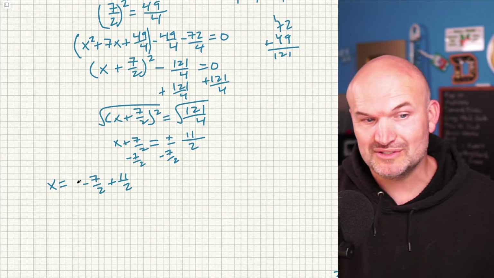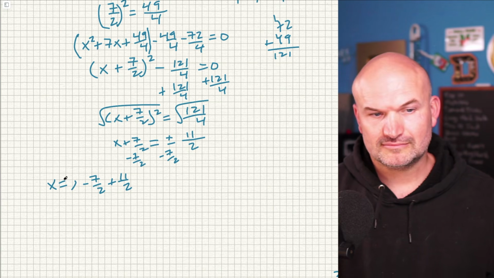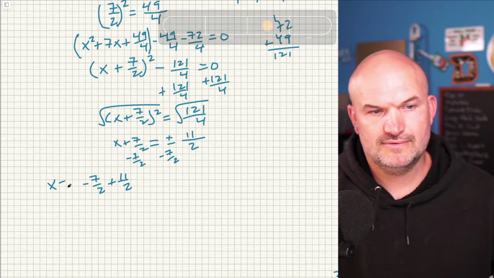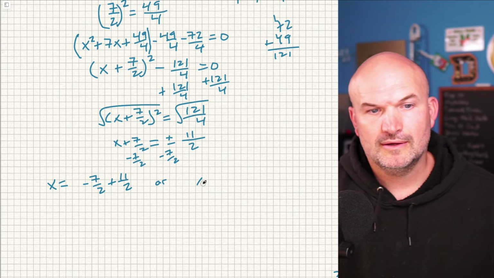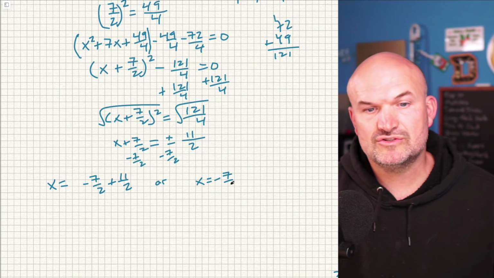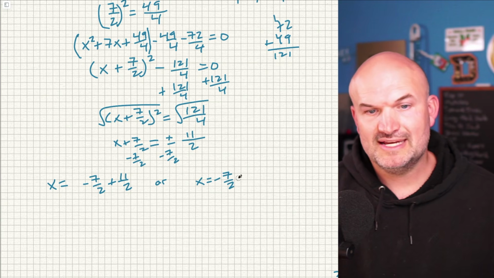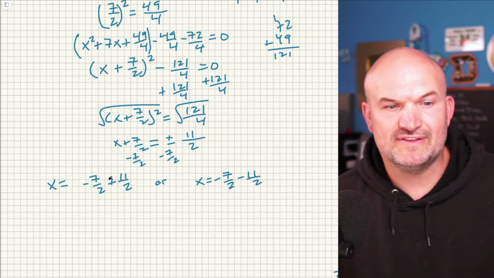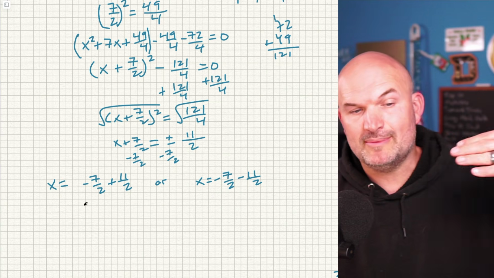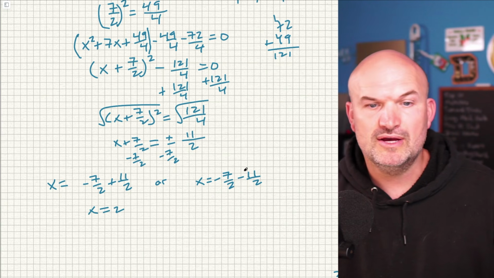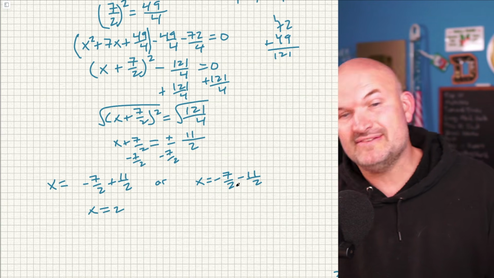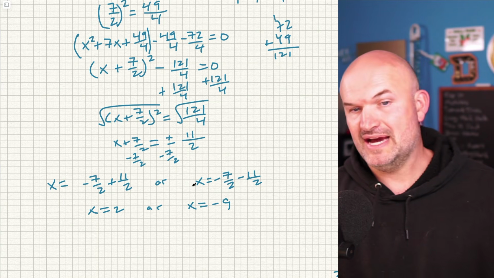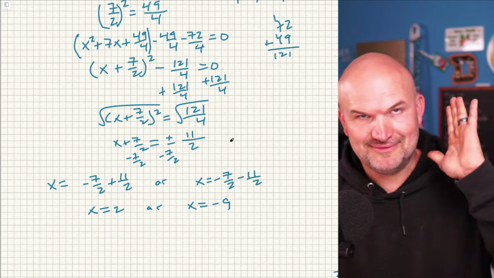So x equals negative 7/2 plus 11/2. There you go. Or x equals negative 7/2 minus 11/2. So over here, negative 7 plus 11 is going to be a positive 4, and 4 divided by 2 is just 2. So x equals 2. And then over here, that's negative 18 divided by 2, which is negative 9. So x equals negative 9. And I'm assuming I'm doing the simple calculations right, hopefully.